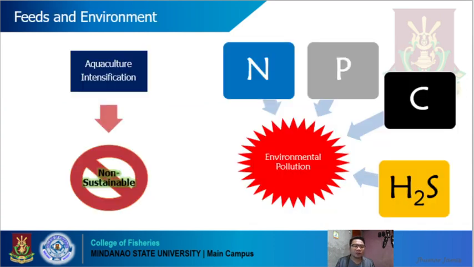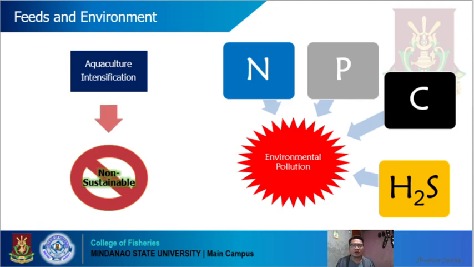Now, talking about the harmful effect to the environment, this is basically the reason why we practice proper feeding regime and proper feeding management. Because of the intensification of aquaculture, meaning very large amounts of inputs, such as mechanical aeration, artificial feeds, probiotics, antibiotics, and water treatment, and so on, it has led to non-sustainable aquaculture practice, and it has given rise to environmental pollution brought about by nutrients, phosphorus, nitrogen, and hydrogen sulfide present in the feed itself. So we must not let this happen, right?